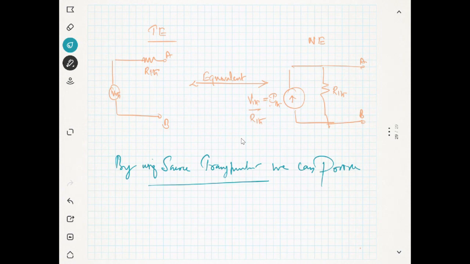You see here, you remember in the source transformation theorem, I have already explained to you that a current source cannot be converted into a voltage source if it is ideal, and a voltage source cannot be converted into a current source if it is ideal. You remember this point? Yes, sir. So here also it is valid. That's the beauty of this thing.